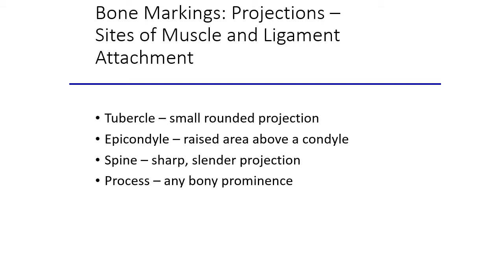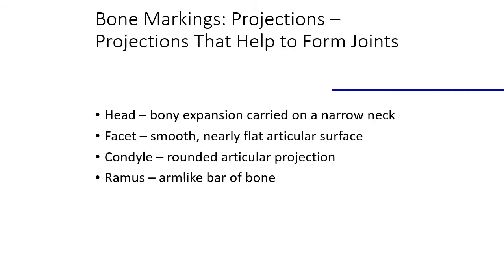Around a joint, we're oftentimes going to have what we call a condyle, which is a rounded articular surface. And just above them, typically proximal on the bone, we're going to see an epicondyle, a raised area where oftentimes, again, muscles are attaching into it. Spines are a pointed, slender projection that runs along the bone as well. And we have the generic term of process that can be used for different bony markings as well.